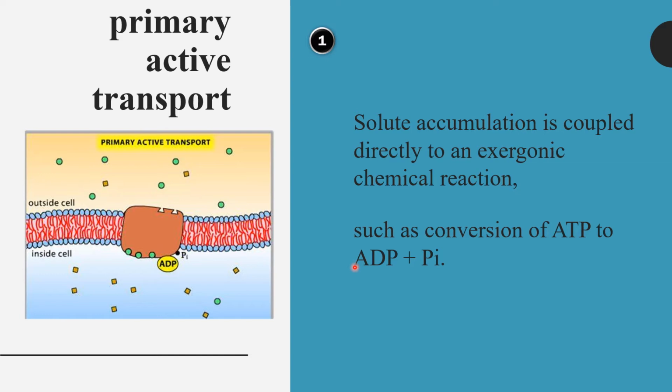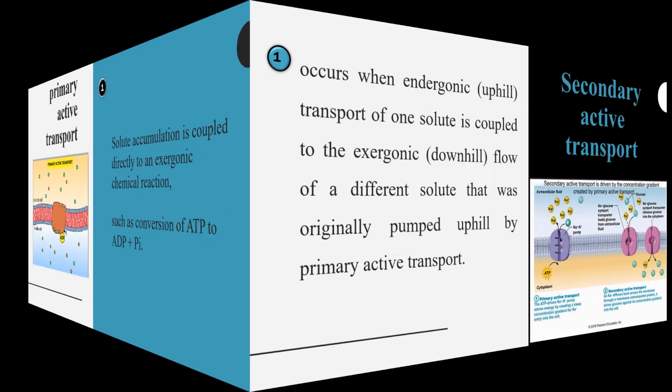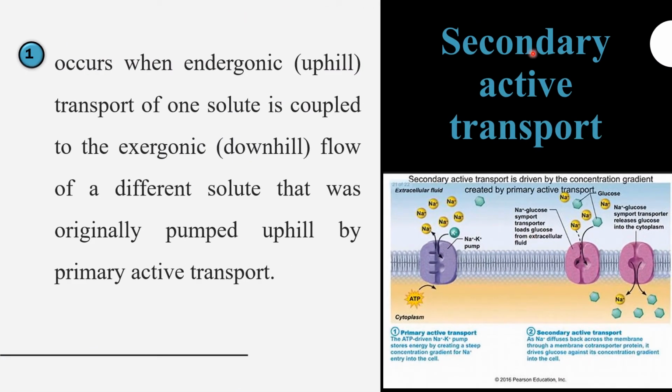Okay, ATP is hydrolyzed to ADP and inorganic phosphate. This is an exergonic reaction that usually liberates an energy equivalent to 30.5 kilojoule or 7.3 kilocalories. Okay, and the secondary active transport occurs when endergonic transport of one solute is coupled to exergonic flow of a different solute that was originally pumped uphill by the primary. Okay, so understood what is primary active transport and secondary active transport?